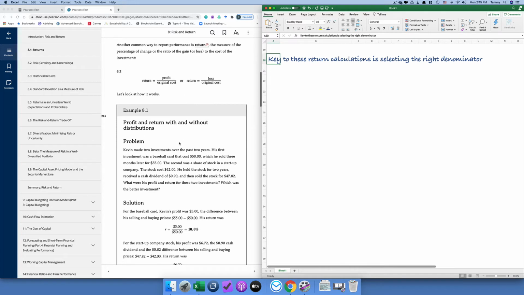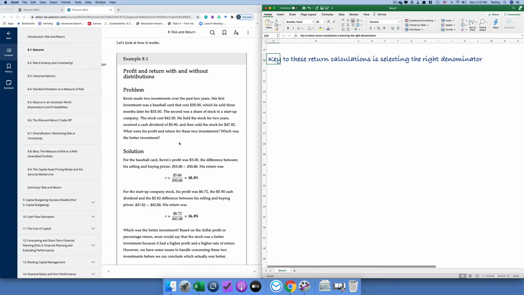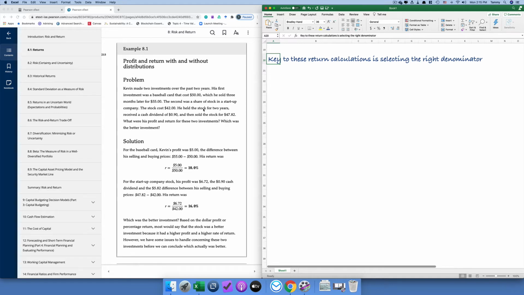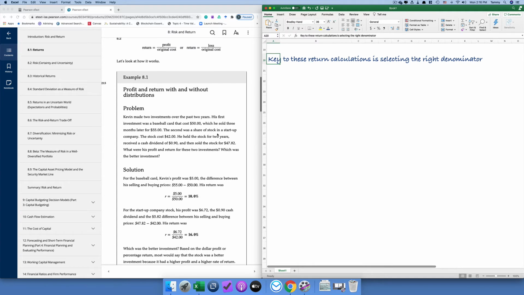And so let's take a look at this example. I really like this example because it's just really straightforward and it illustrates these concepts. So Kevin made 2 investments over the past couple of years. He bought a baseball card that cost $50, which he sold 3 months later for $55. And then he also bought a share of stock in a startup for $42. He held the stock for 2 years. He got a cash dividend of 90 cents, and then he sold the stock for $47.82. So what were his profit and his return for those 2 investments? And which was a better investment?